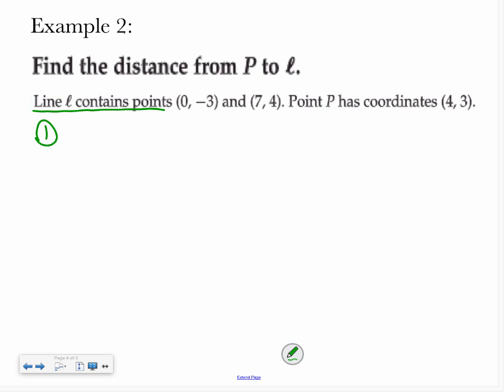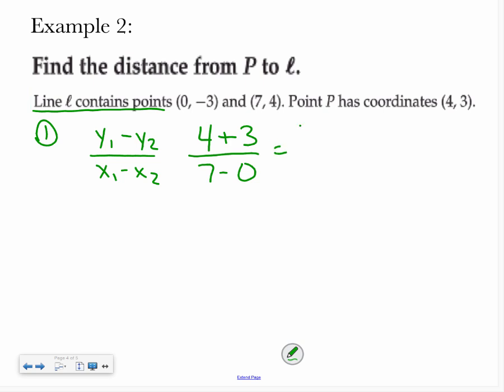So let's do our slope first, which is y1 minus y2 over x1 minus x2. If you do them in different orders, y2 minus y1 over x2 minus x1, that's totally fine. I'm just going to start with 4 minus negative 3 over 7 minus 0. That means our slope for line L is 7 over 7, which gives us a slope of 1.